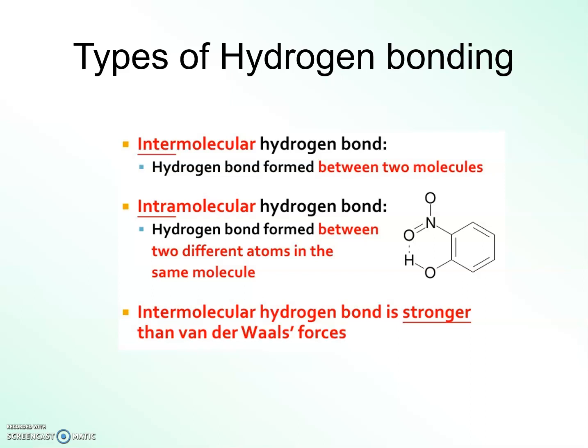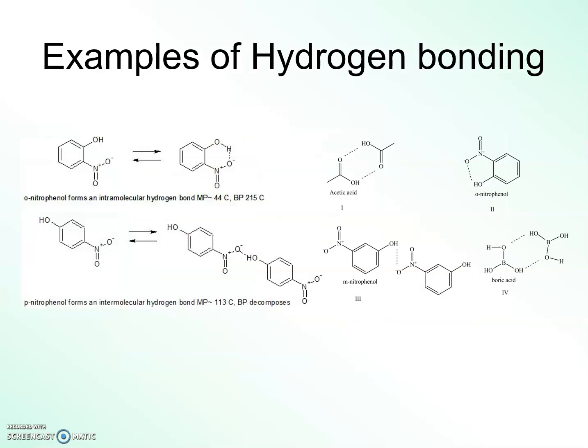Intramolecular: within a molecule, if there is a highly electronegative and a less electronegative element, then there will exist an intramolecular hydrogen bond. In general, intermolecular hydrogen bonding is stronger than van der Waals force of attraction. Here we provided a few more examples of intermolecular and intramolecular hydrogen bonding. Number 1, orthonitrophenol. If you closely look at the structure of orthonitrophenol, the oxygen atom of the nitro group is involved in hydrogen bonding with the OH located at the ortho position.